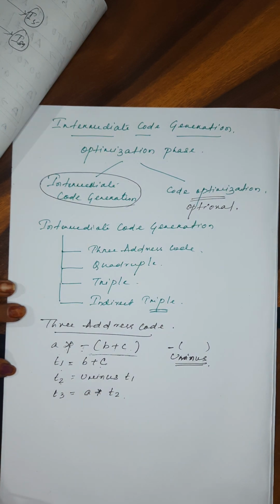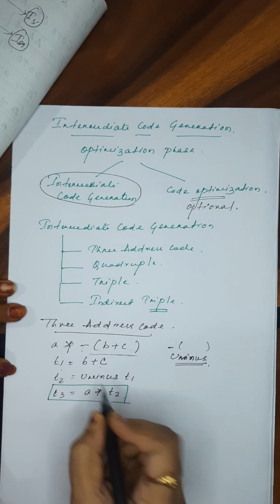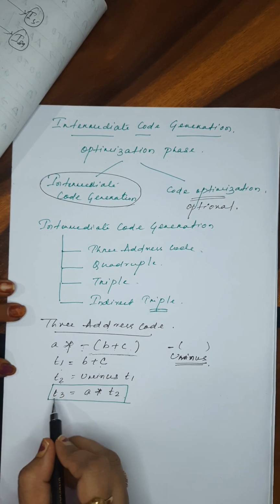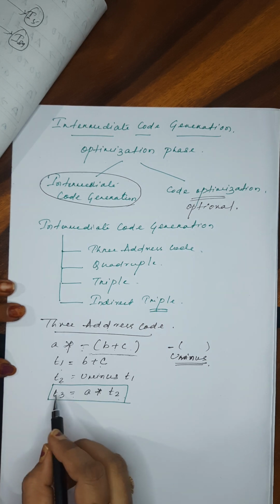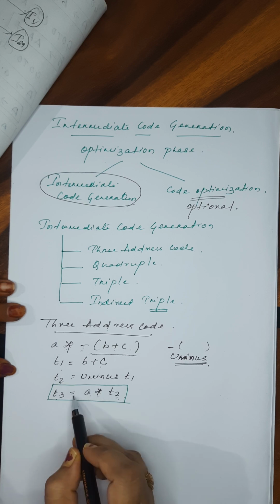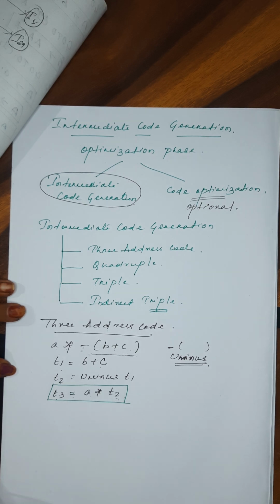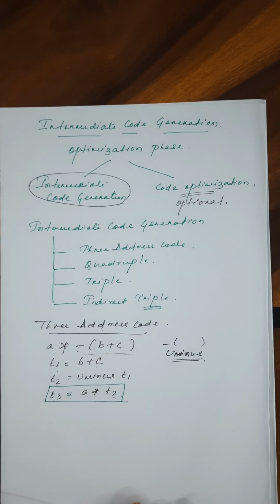Now, you can check in this expression what happens. Now, see, what is the topic? 3 address code. Now, see, 1, 2 and 3. So, how many fields are there? T3 is 1, A star T2 is 1 and equal to is 1. So, how many fields are there? 3 fields. So, this is called your 3 address code.